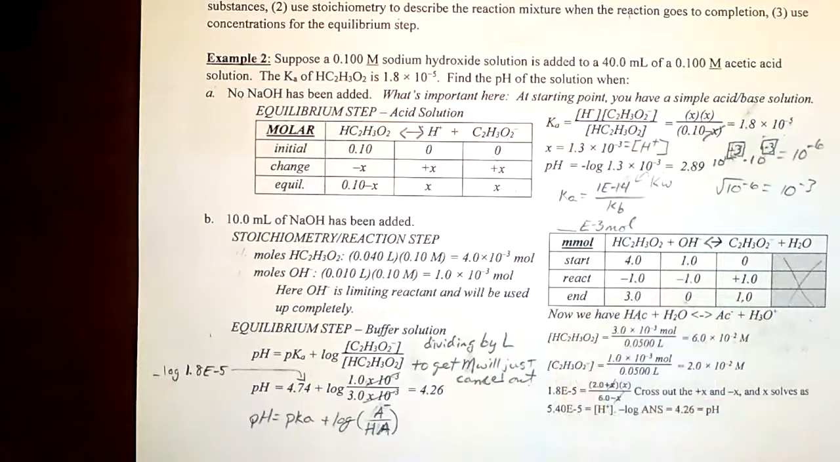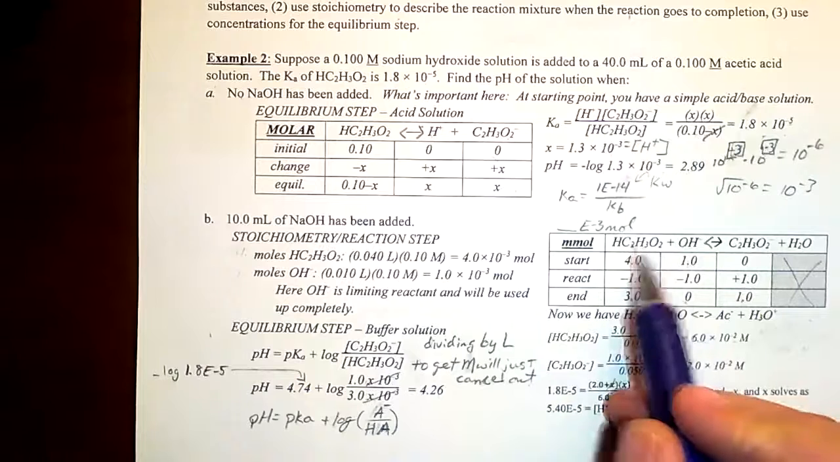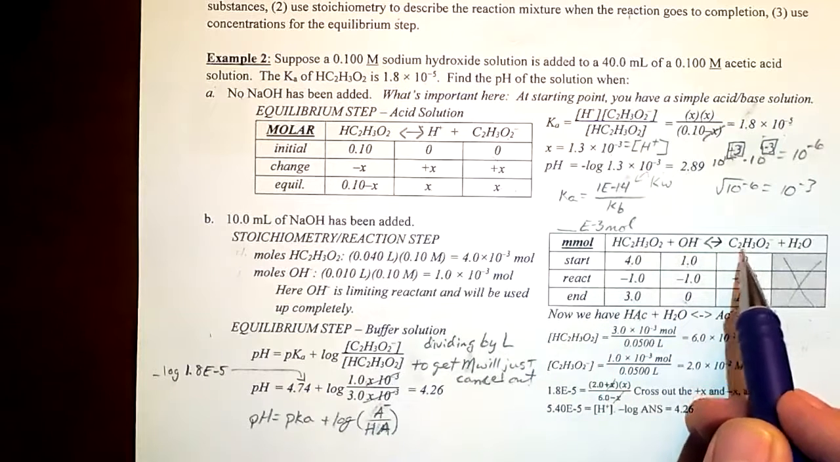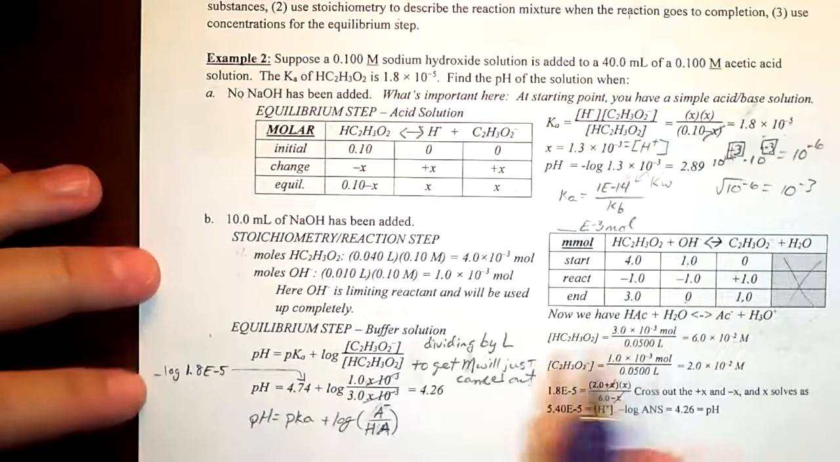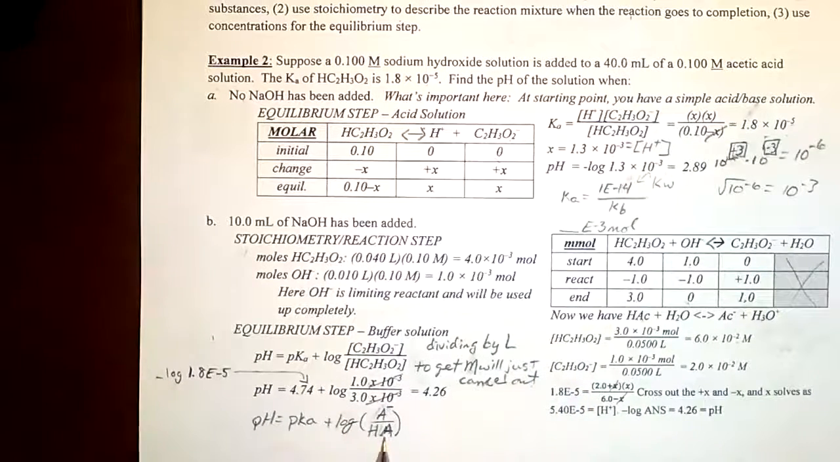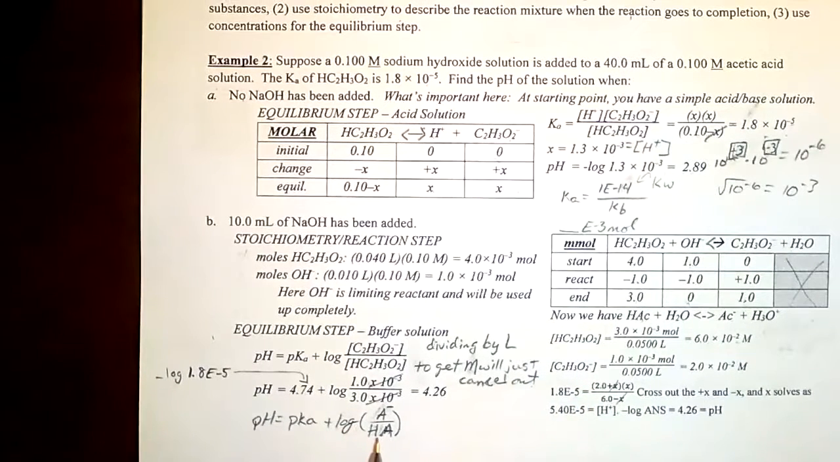Now we have a buffer solution again. We have a weak acid and the conjugate base. What is the pH? Now, there are 2 ways to do this, one of which is the Henderson-Hasselbalch equation, which I recommend you memorize. It is in the booklet, but that kid who gets a 5 is going to know this.